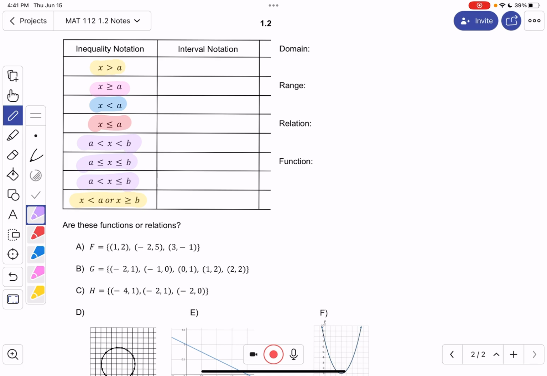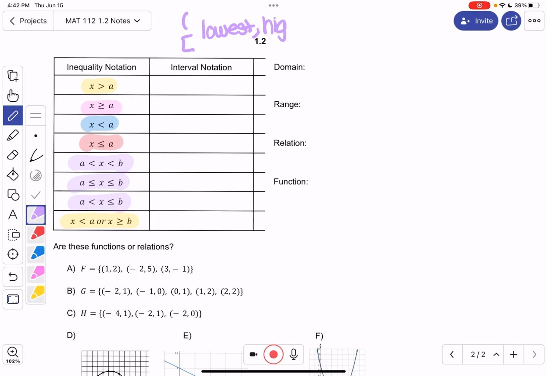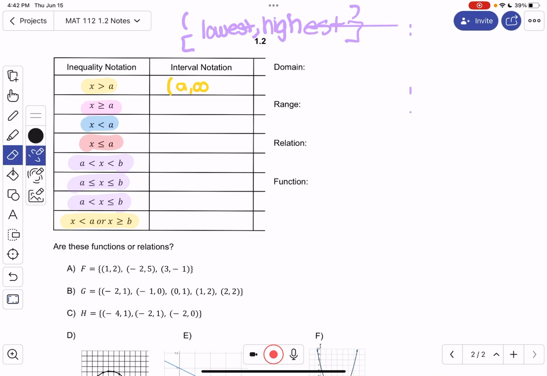It's called interval notation. Interval notation, you either write with parentheses or brackets, and you always do the lowest number, comma, the highest number. And then again, you end it with either parenthesis or bracket. So this first one says x is greater than a. That means no matter what it is, it starts at a and can go up forever. So that's infinity. It can't actually equal a, so I put a parentheses. And you can't actually ever get infinity, so we put a parentheses.